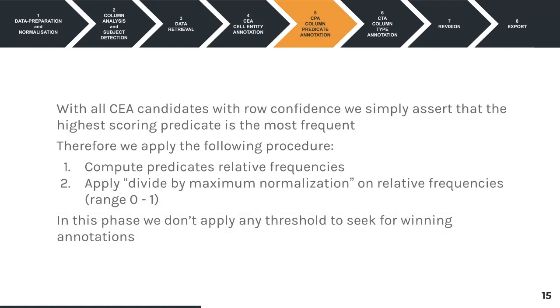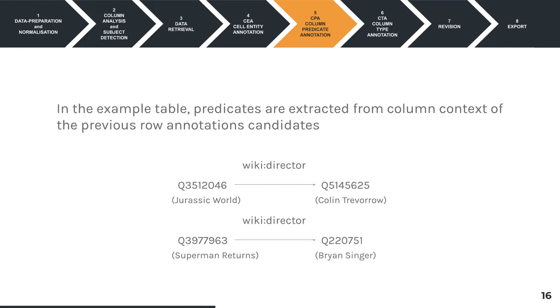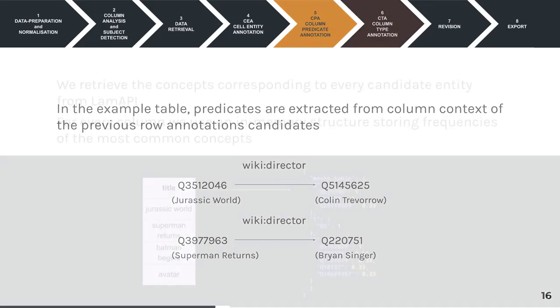With all cell entity annotation candidates with row confidence, we simply assert that the highest scoring predicate is the most frequent. Therefore, we apply the following procedure. Compute the predicates' relative frequency, and apply divide-by-maximum normalization of the relative frequencies. In the example table, predicates are extracted from the column context of the previous row annotation candidate. For example, from the Jurassic World entity and Colin Trevorrow, the approach extracts the Wikidata director property.